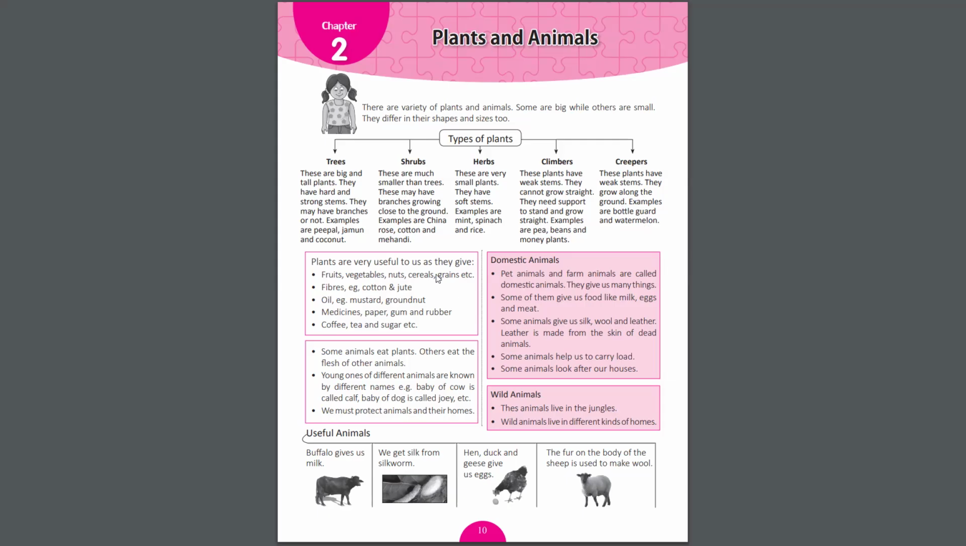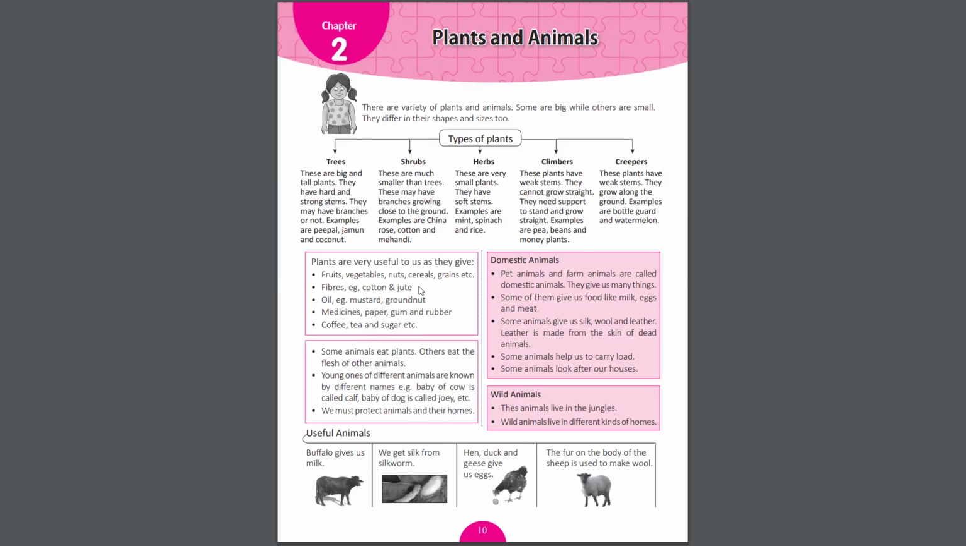Now, plants are very useful to us as they give fruits, vegetables, nuts, cereals, grains, etc. Fibers, for example, cotton and jute. We know very well that we get a lot of things from plants, and we are using a lot of things in our daily life which we get from plants. Just like fruits, vegetables, fibers, oil, medicines, coffee, tea, sugar, paper, gum, and rubber. Just like oil, we have mustard oil, groundnut oil. And fibers, we have cotton and jute. So a lot of things we are getting from plants, so we should thank them, right?